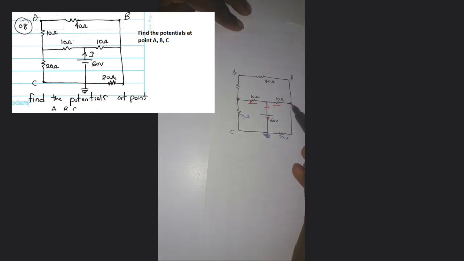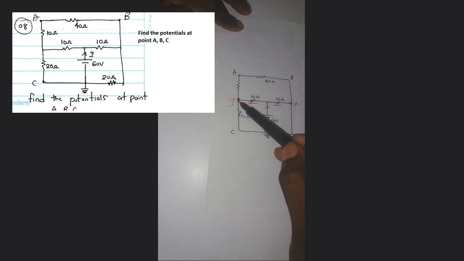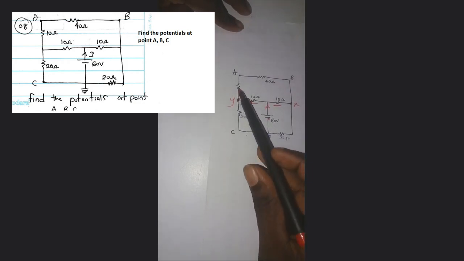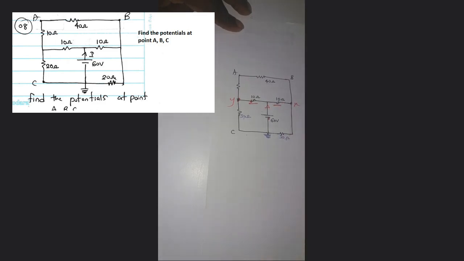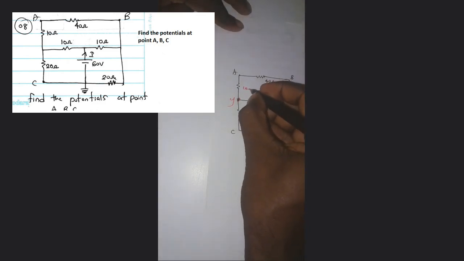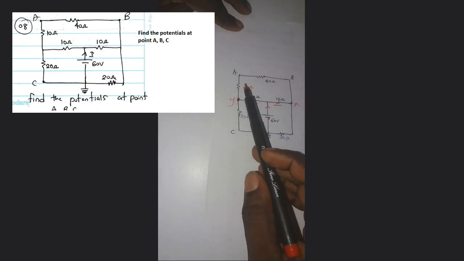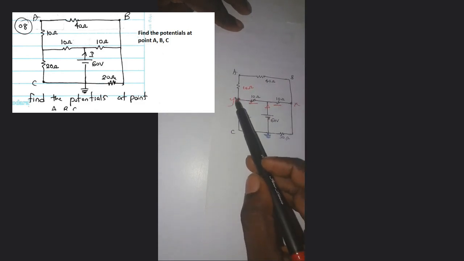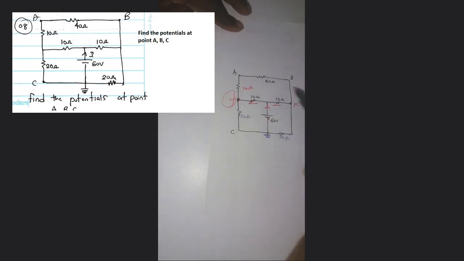So the potentials here, let's name them X and Y, are equal. Now we are coming to the point. So no current will flow through these two resistors. In the question it is 10 ohms here. So no current will flow through this 10 ohms and 40 ohms because the potentials of Y and potentials of X are equal.